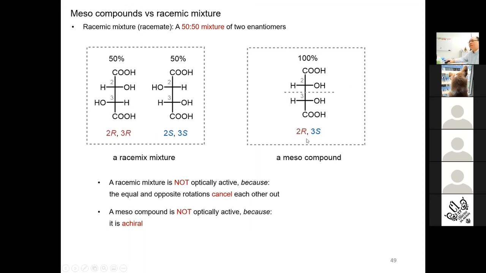But the meso compound is not optically active because it is achiral, because it has the internal plane of symmetry. The molecule cannot rotate the light at all. So each of these molecules can rotate the light, but if you put in equal amounts of them, they cancel each other out. Okay, so that's the concept you need to be clear on.